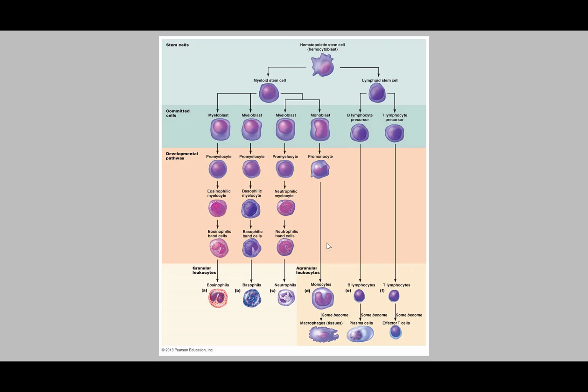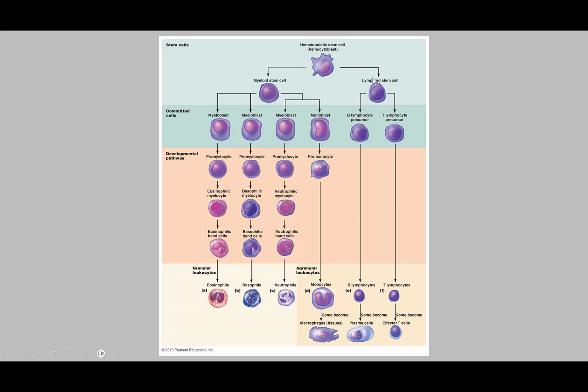So here is the process of leukopoiesis. Just as with the erythrocytes, we begin with a hematopoietic stem cell, a hemocytoblast. But if we're going to be making white blood cells, the process is a little bit different. And since we have several different types of white blood cells, there are several different paths. When the hemocytoblast divides, if we're going to be making white blood cells, we produce two cells. One of them remains a hemocytoblast. The other either becomes a myeloid stem cell or a lymphoid stem cell.